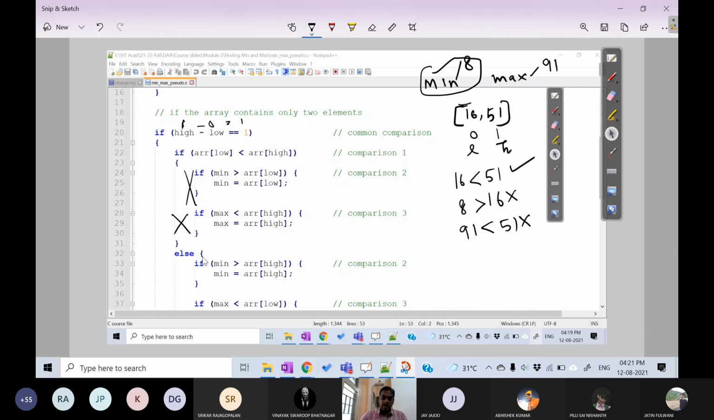Now else, otherwise. The situation is that the current minimum and current maximum will both hold. They will not be changed. Current minimum and current maximum will not be changed. So that is the situation here. You understood this?